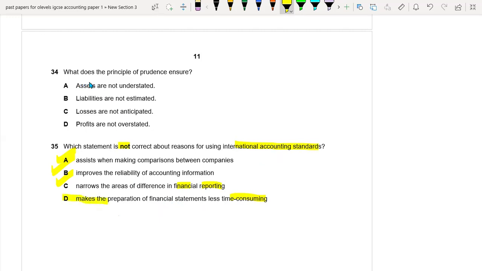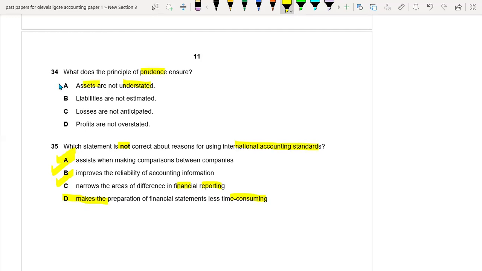Okay. Question number 34. What does the principle of prudence ensure? What does the principle of prudence ensure? Okay. So prudence basically says that you should not overstate your profit, and you should not understate your losses. Okay, assets are not understated.